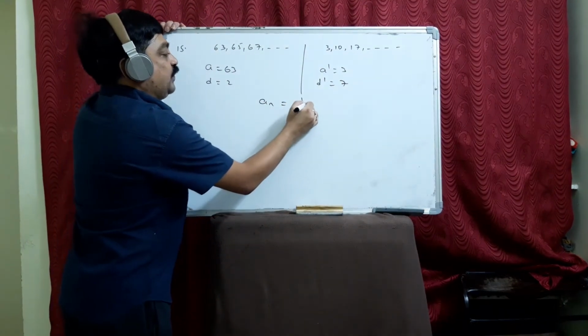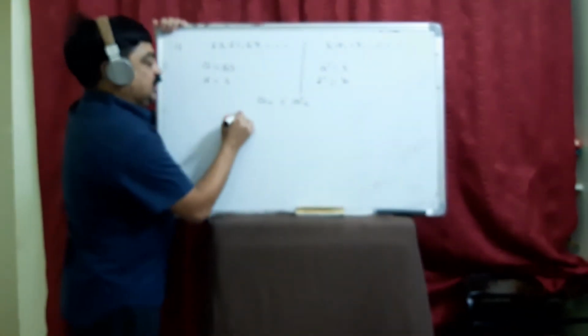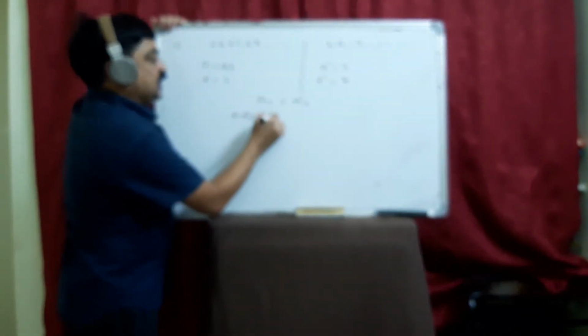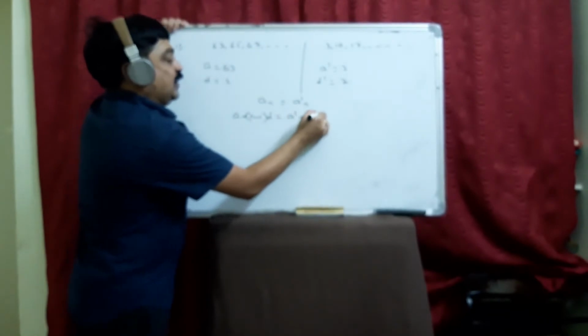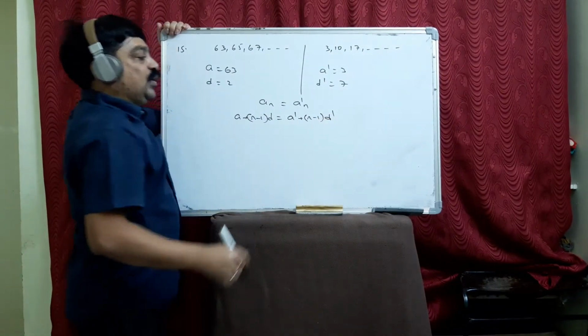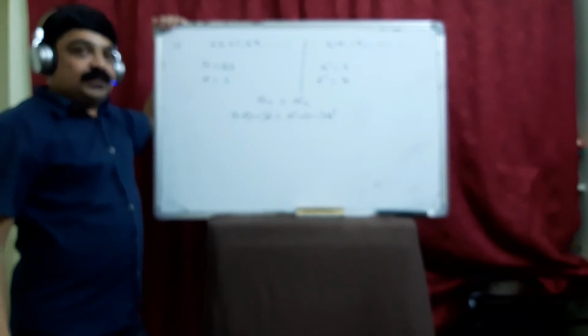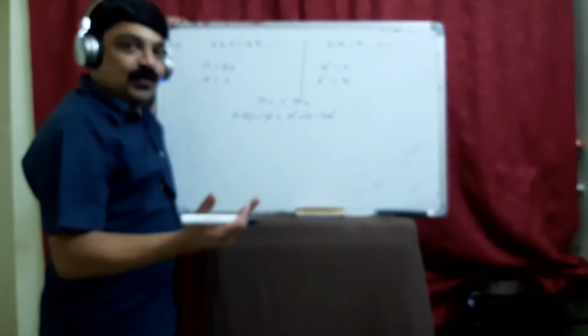For what values of n, the nth terms are equal? Like this you have to equate. Here it is A plus n minus 1 into D, and A dash plus n minus 1 into D dash. Why did you write n dash? Because the nth term is same in both.